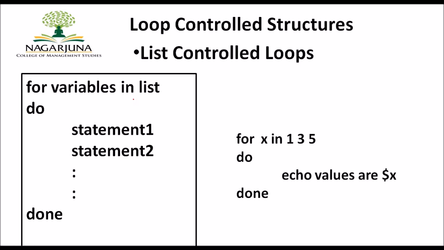One is the command control loop, the other one is the list control loop. We had discussed the command control loop in the previous session, so in this session let us continue with the list control loop. Before going to the list control loop, we shall see what is the difference between command control loop and list control loop. We know that the examples for command control loops are the while loop and until loop.